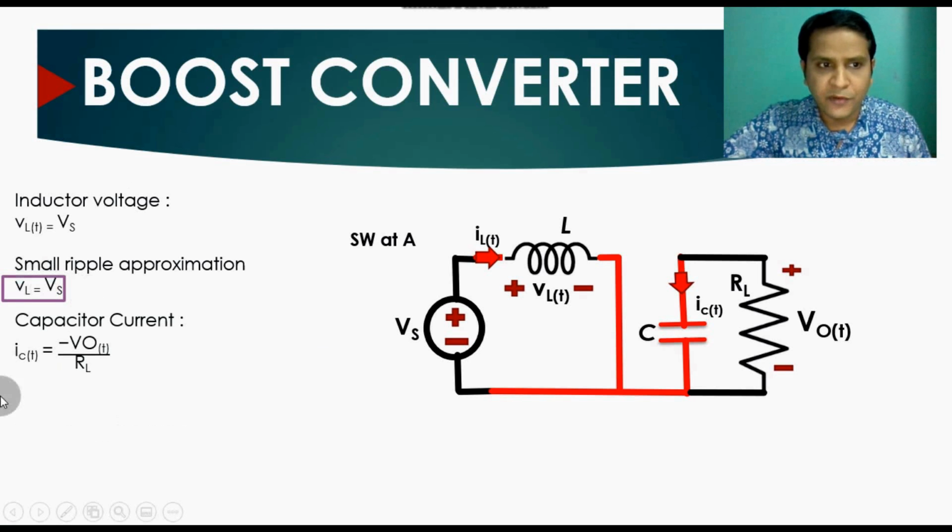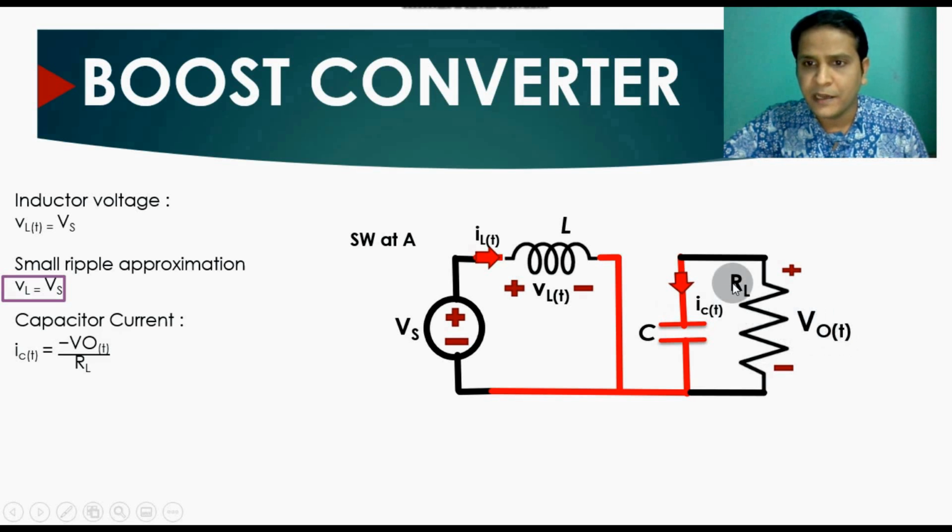Now if you want to find the capacitor current, the current across this capacitor, which is IC(t), IC(t) equals minus VO(t) divided by RL. So your capacitor current is minus VO divided by RL. Why have I considered minus here? Because the flow of your current is in this direction, the arrow marked here. That's why your capacitor current is minus VO divided by RL.